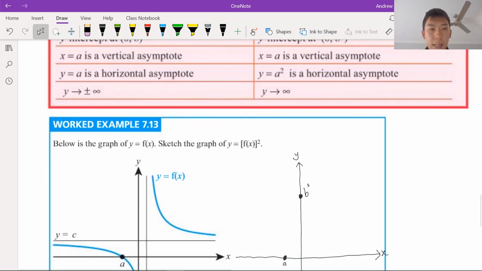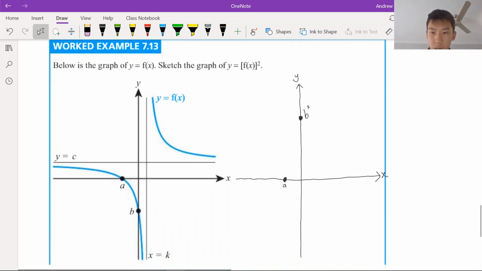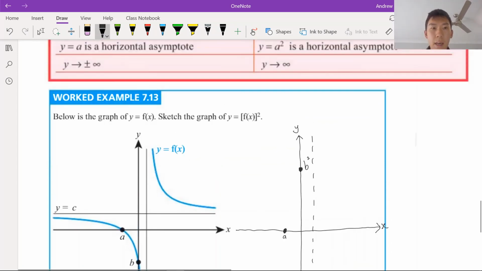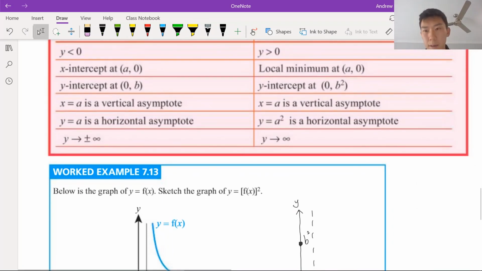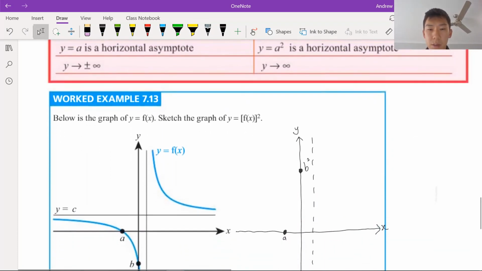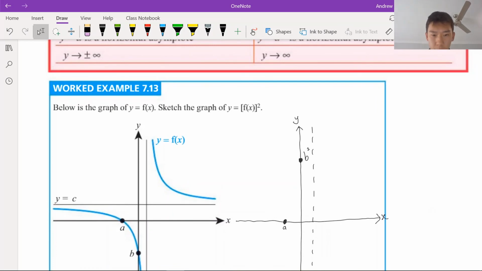And if we have a vertical asymptote at x equals k, that doesn't change. So wherever k is here, approximately, we're going to keep it. And then what happens to the horizontal asymptote? You probably guessed it, it becomes squared because horizontal asymptotes are the y value. So c squared, let's just make it a bit higher. Don't know exactly where it is, don't know exactly what the scale is. So y equals c squared.